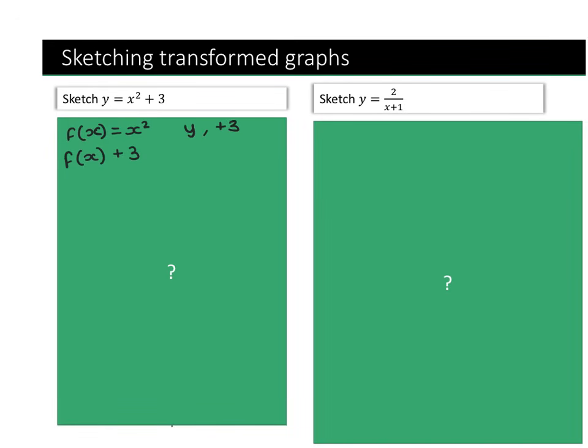We're going to add 3 to all the y coordinates, which actually means our normal graph is x squared, which I'm just going to draw in blue. Okay, this is our y equals x squared. What we're actually going to do is we're going to add 3, so it's going to move up 3. So now our graph is going to look like this. And our new coordinate is going to be 0, 3. Okay?